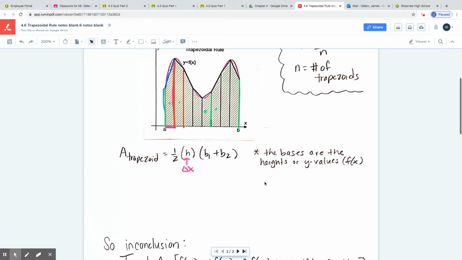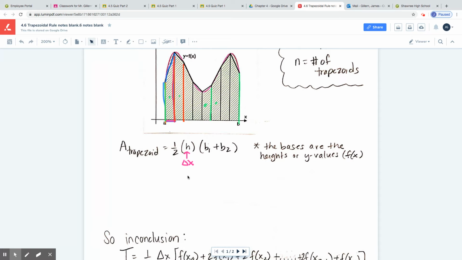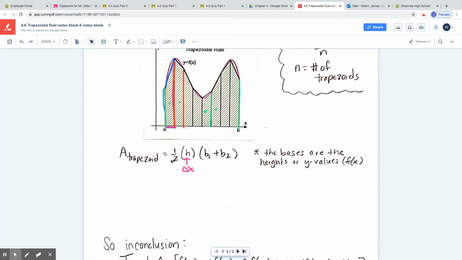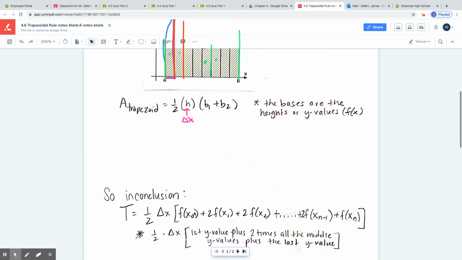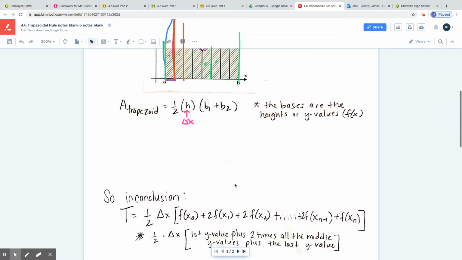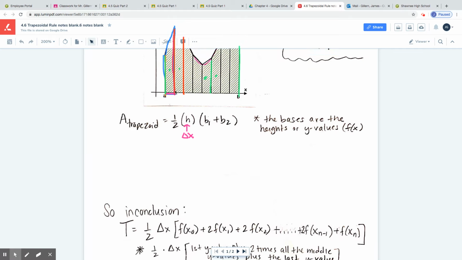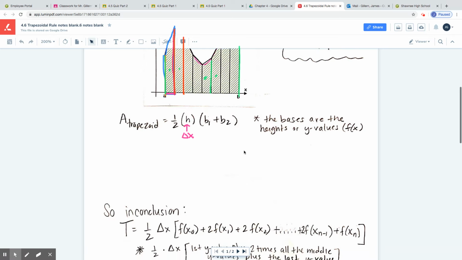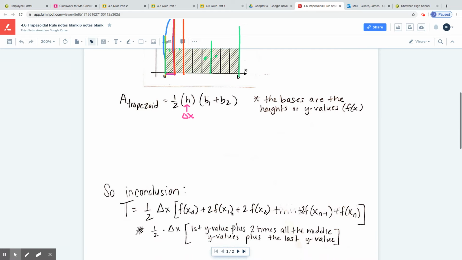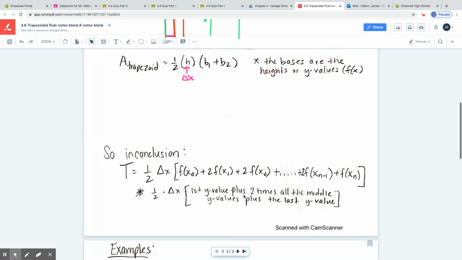So when we are doing this, it's always going to be 1/2 delta x, as you can see here, and then it's going to be the first y value plus 2 times all the middle y values plus the last y value. So we're going to have 2 times this height, that height, that height, that height, this height, this height, this height, and then this height and that height would only be once. So the difference is that we're going to have a 1/2 on the outside with the delta x, and a lot of these heights, these bases, are going to be multiplied by 2.